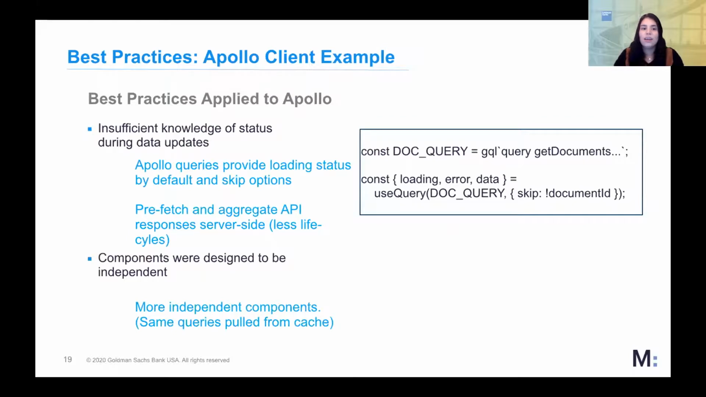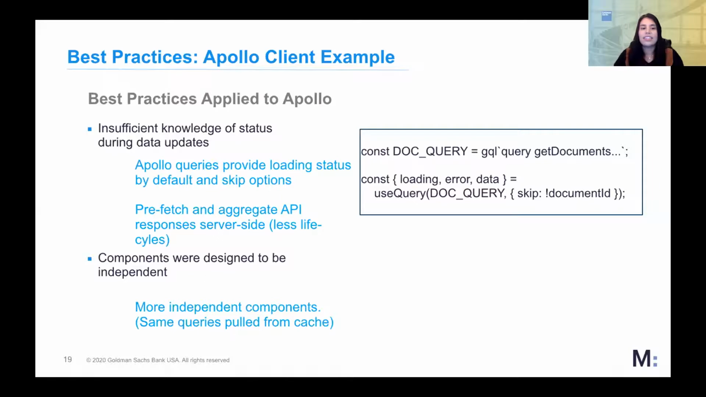When you're using Apollo, it by default already provides the loading state on all of the queries. And because you're doing server-side rendering, you can also prefetch and aggregate a lot of the API responses server-side, which is going to result in fewer lifecycle updates. So there's going to be fewer situations where you're showing the wrong state.